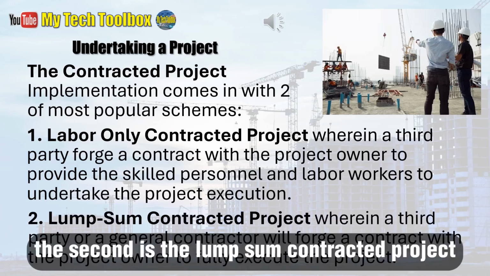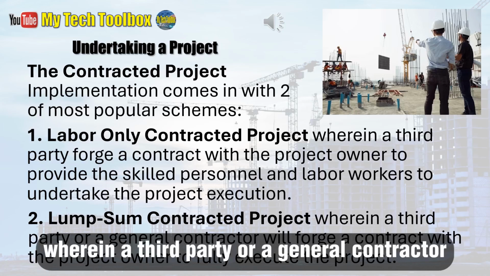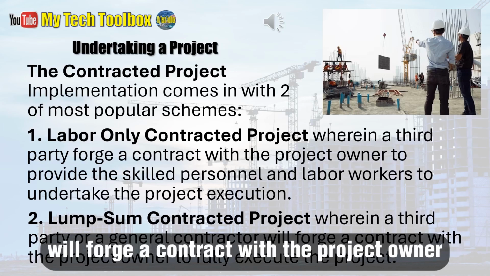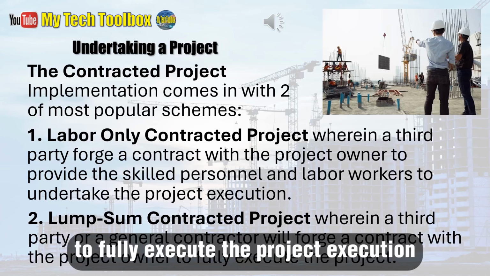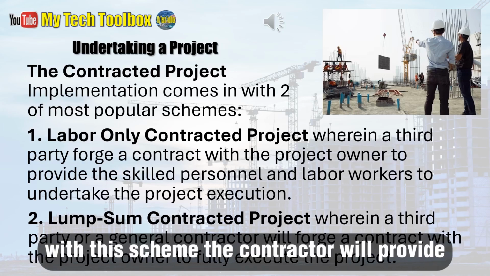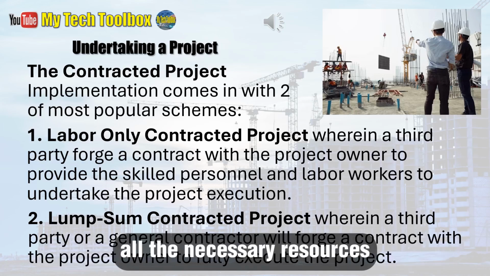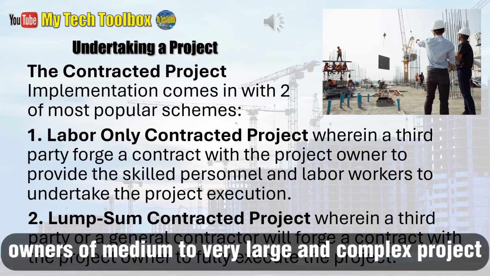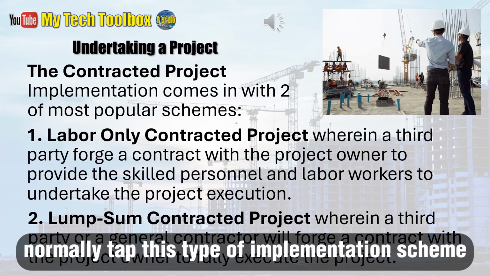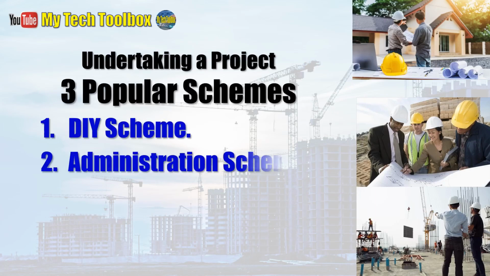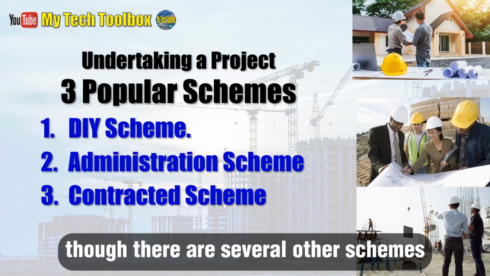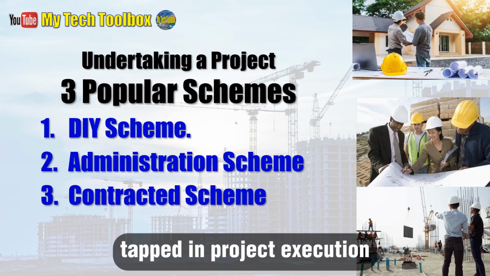The second is the lump sum contracted project, wherein a third party or a general contractor will forge a contract with the project owner to fully execute the project. With this scheme, the contractor will provide all the necessary resources for the project. Owners of medium to very large and complex projects normally tap this type of implementation scheme. These are the most popular schemes, though there are several other schemes tapped in project execution.